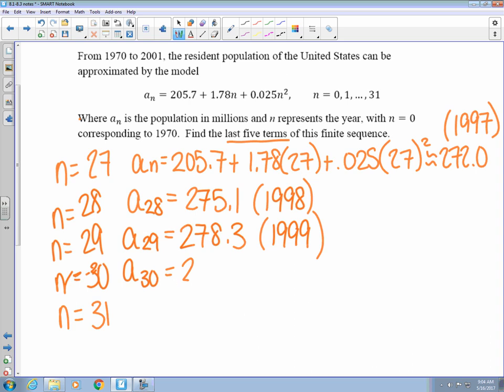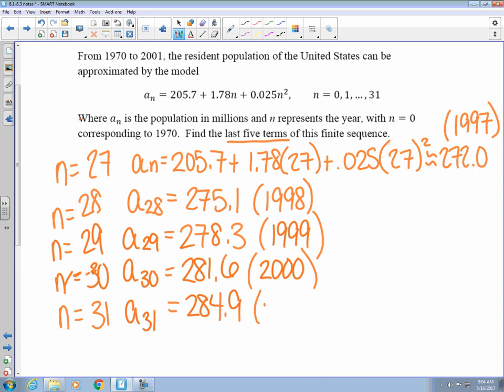a sub 30 is 281.6 million for 2000, and a sub 31 is going to be 284.9 million, which is an approximation for 2001. Okay, so that was it for section 8.1 on Intro to Sequences and Series.